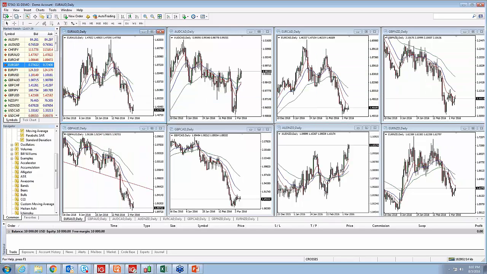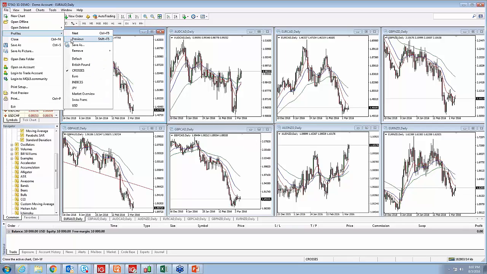The profiles that I have are yen, crosses, indices, USD, and Swiss. So it depends on what you analyze as well. But for me, I just want to see what's the strongest and weakest. That's the key thing. If I'm bearish on pound, I want to see which is the nicest pound pair to short and things like that. Or if yen is bullish, I want to see which is the nicest yen pair to buy or to sell.